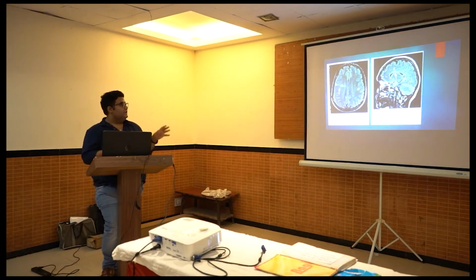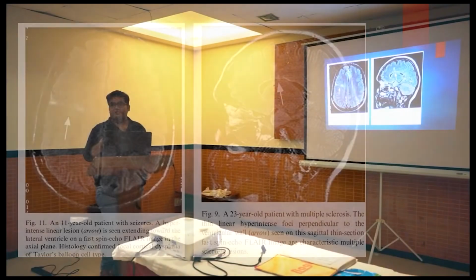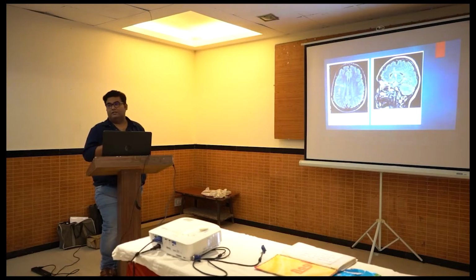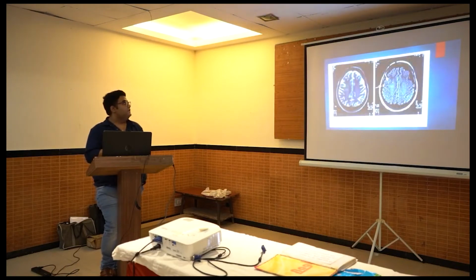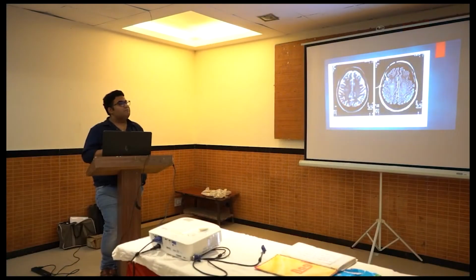In this image, we are seeing the transmantle sign, which was not visualized on T2, but when we did a FLAIR, we can see the transmantle sign. The patient came with complaints of seizure. This was a focal cortical defect. Same here: on a T2 image it appeared normal, but when we did FLAIR, we can see small hyperintense signals. So it turned out to be embolic infarcts. T2 was normal, but when we suppressed the normal fluid, the pathology became more delineated.